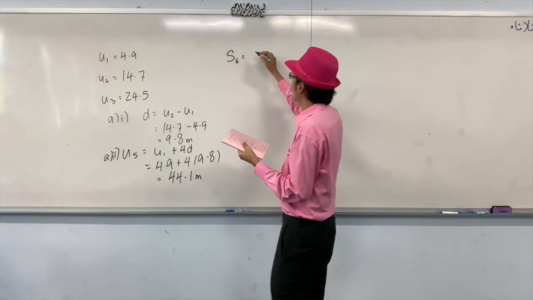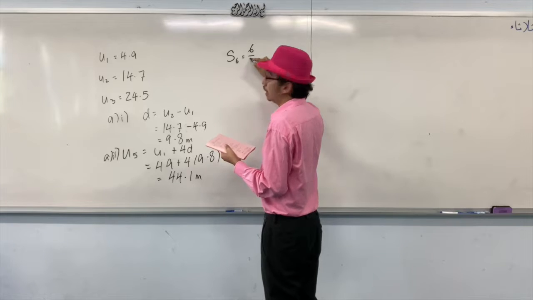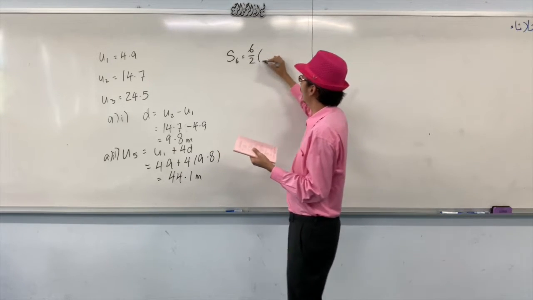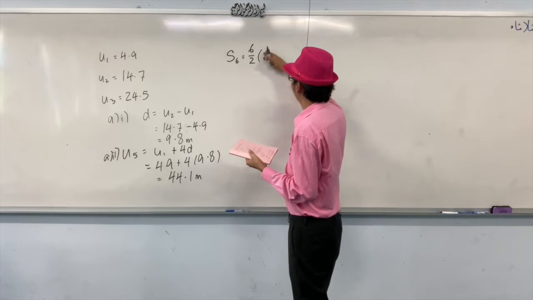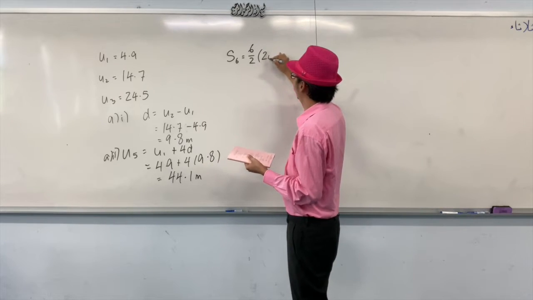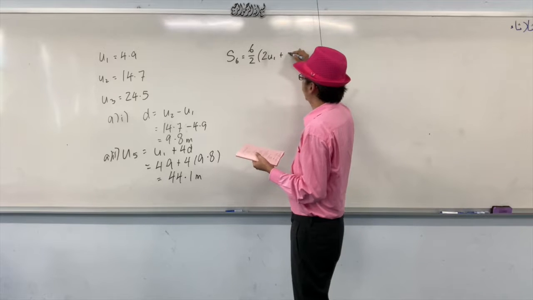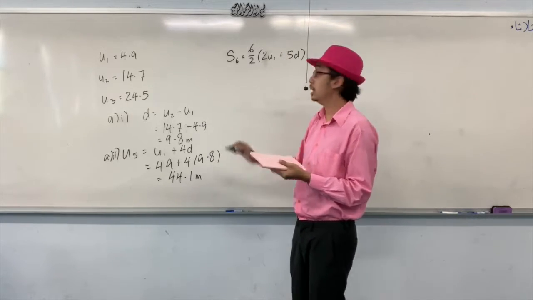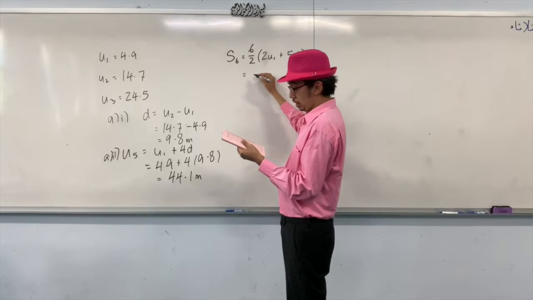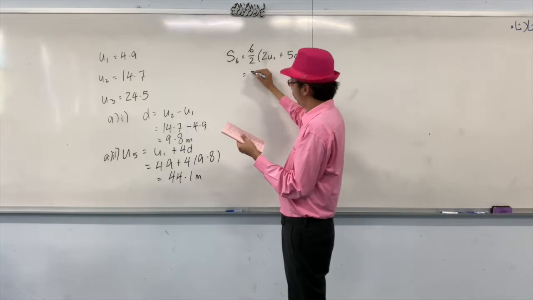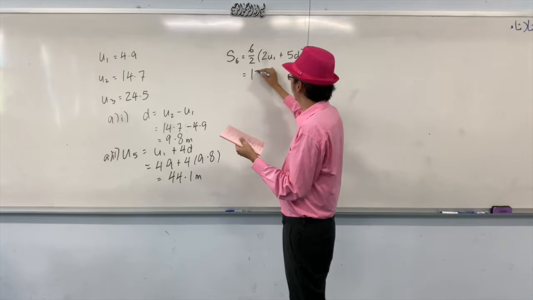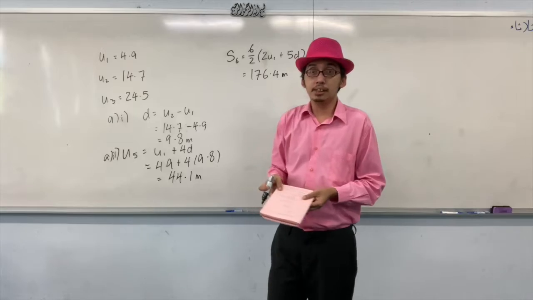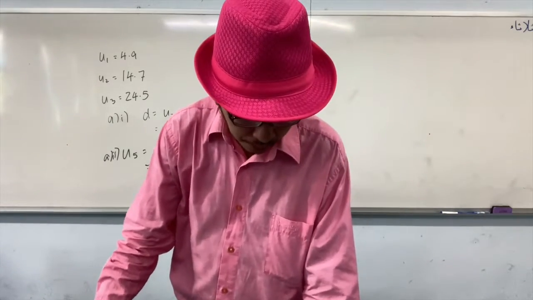So I'll do that. The whole thing times n over 2, so 6 over 2, times (2 times the first term, plus (n minus 1)d). So (n minus 1)d is 5d. Once you plug in all the numbers, that gives us an answer of 176.4 meters. So that's 1B done.